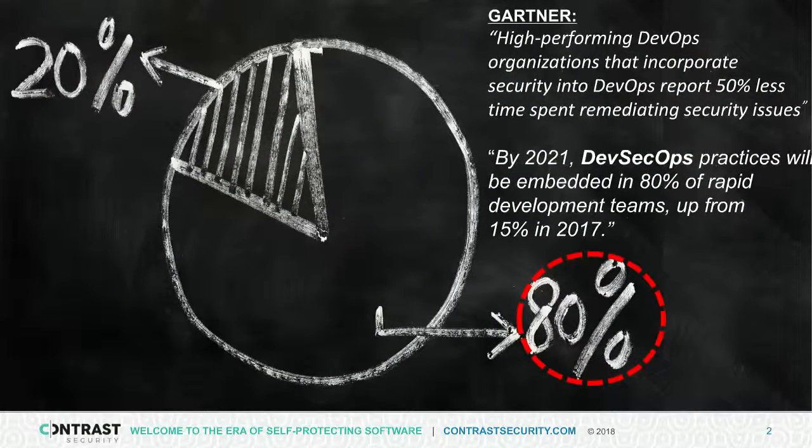So, as you can see from this chart from industry analysts at Gartner, high-performing DevOps organizations that incorporate security into DevOps report 50% less time spent remediating security issues, right? So, it's in the early stages that these technology adopters and innovators, they're the ones that are laying the groundwork and spearheading initiatives like DevSecOps.